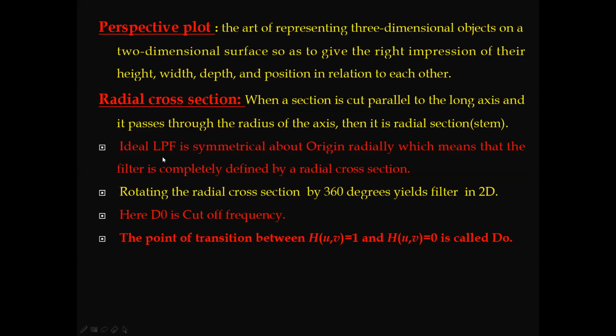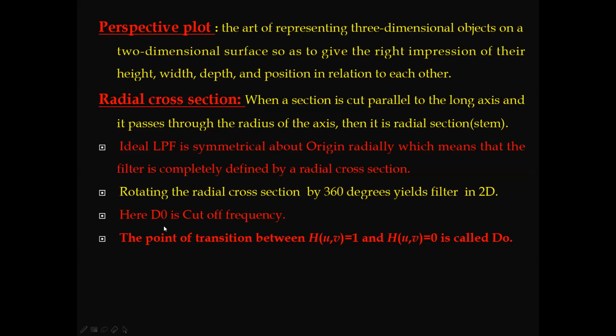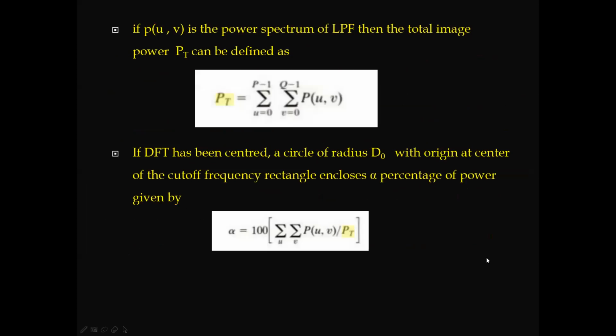Okay. So next, the ideal low pass filter is symmetrical about the origin radially, which means that the filter is completely defined by the radial cross section. Rotating the radial cross section by 360 degrees yields the filter in 2D. That means if we rotate the last figure over 360 degrees, it looks like the first figure, which is our perspective plot. Okay. So next, here D0 is the cutoff frequency. The point of transition between H(u,v) equal to 1 and H(u,v) equal to 0 is called D0.